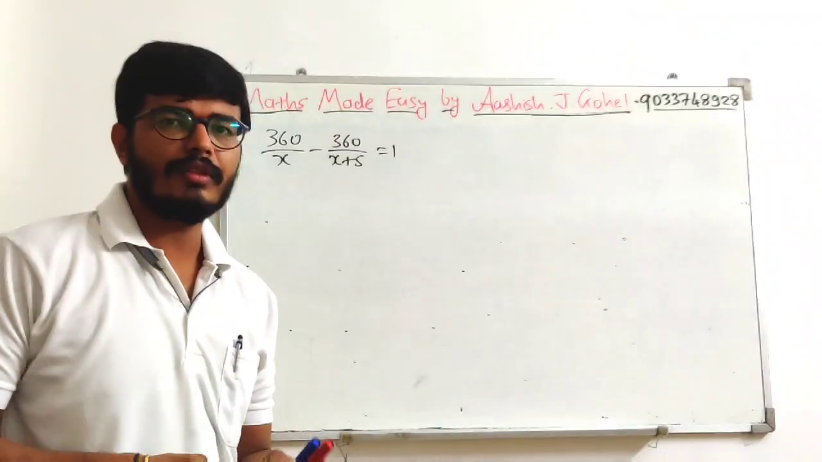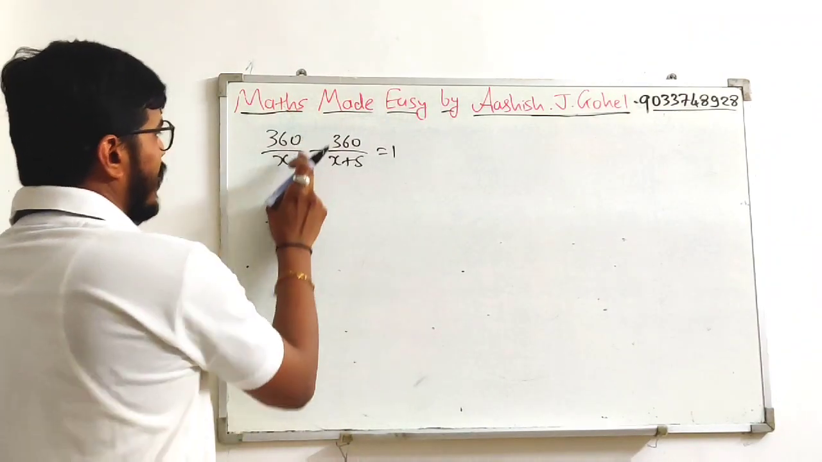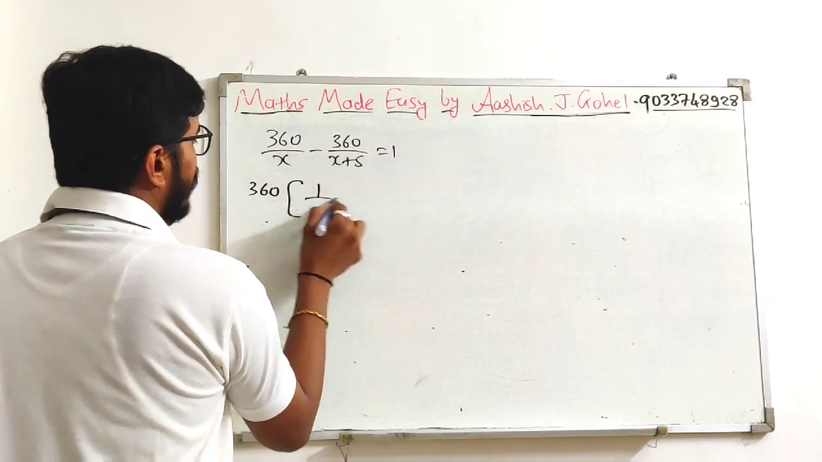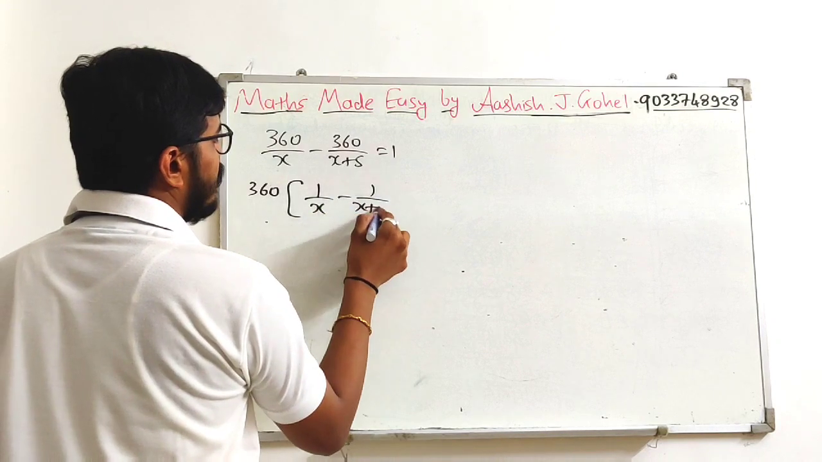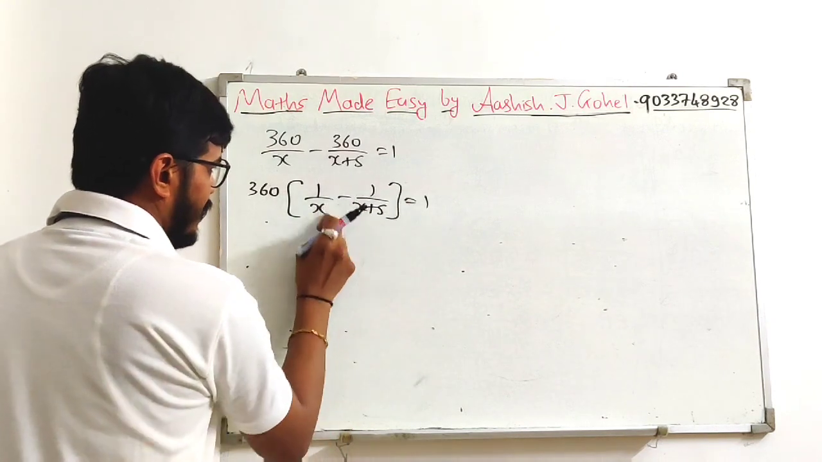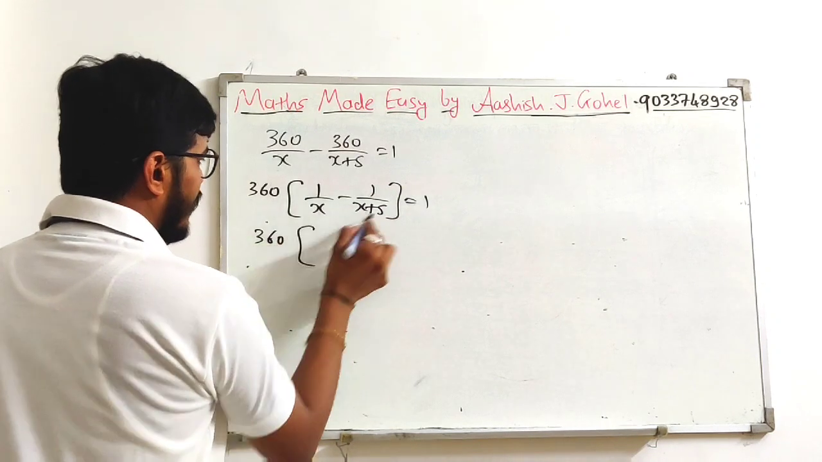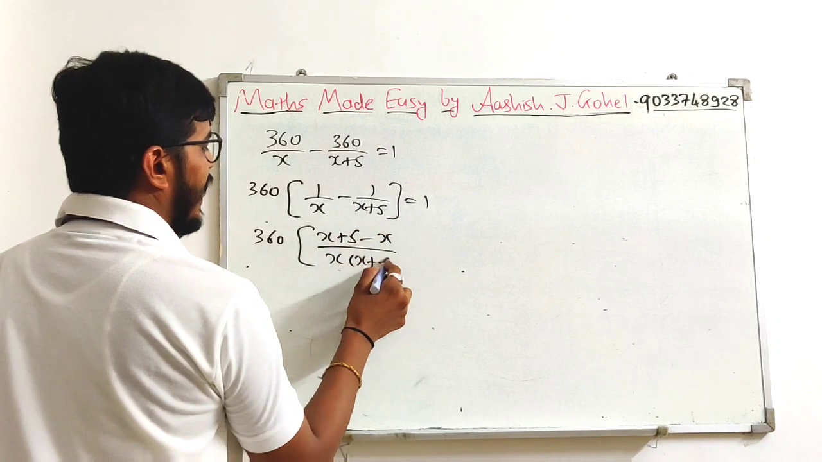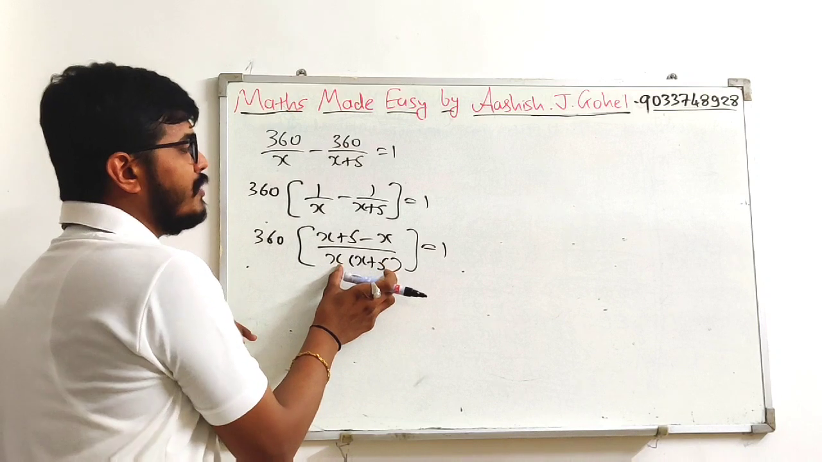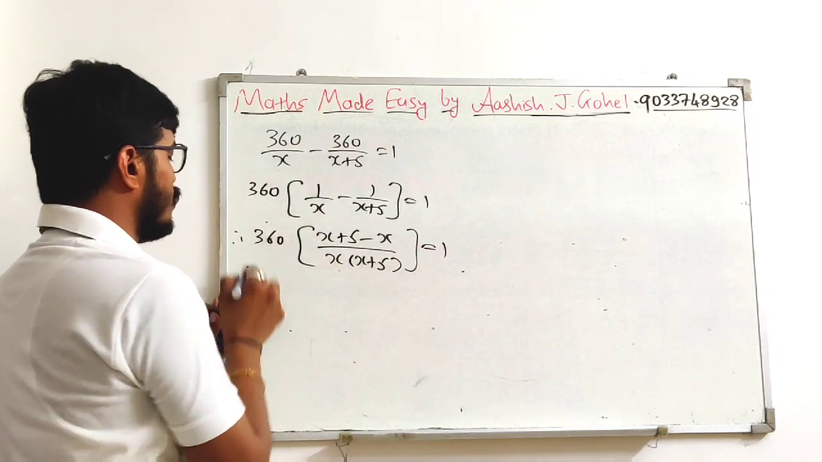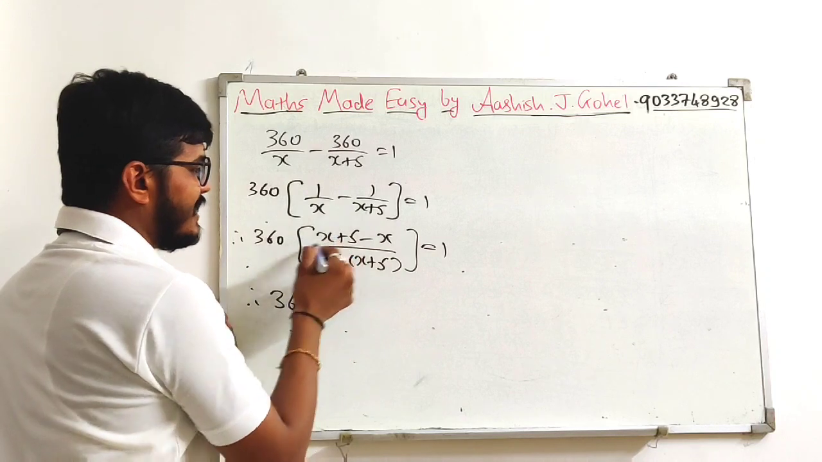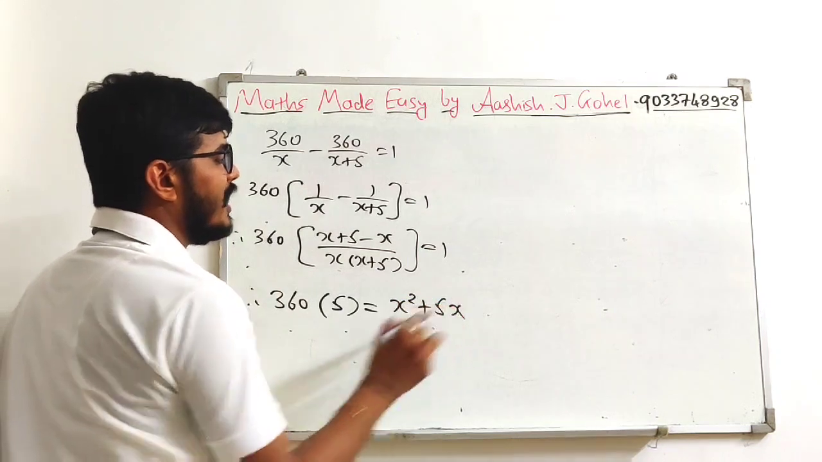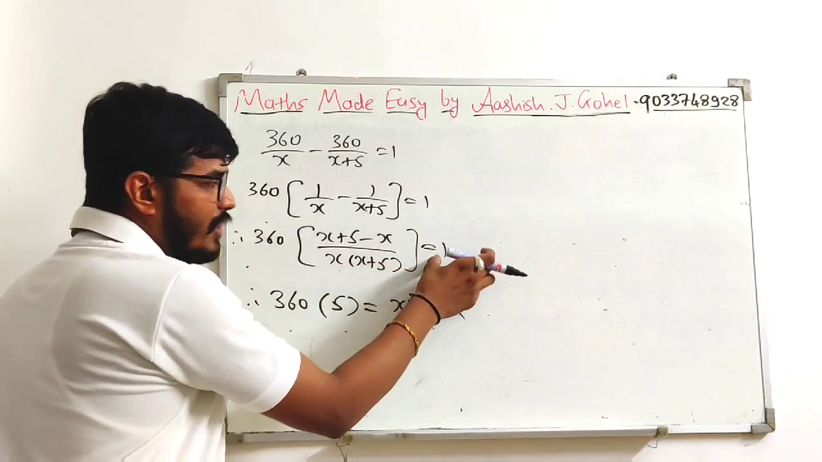So 360 divided by x minus 360 by x plus 5 is equal to 1. We will take 360 common outside. So inside bracket it will be 1 upon x minus 1 upon x plus 5 is equal to 1. Now we will cross multiply over here in this bracket. So 360, here cross multiplication, x plus 5 minus x divided by x into x plus 5 is equal to 1. Now cross multiply this x and x plus 5 also. So 360, here x and x will get cancelled. The only remaining term is 5. So x square plus 5x. What I have done? I have cross multiplied this directly.